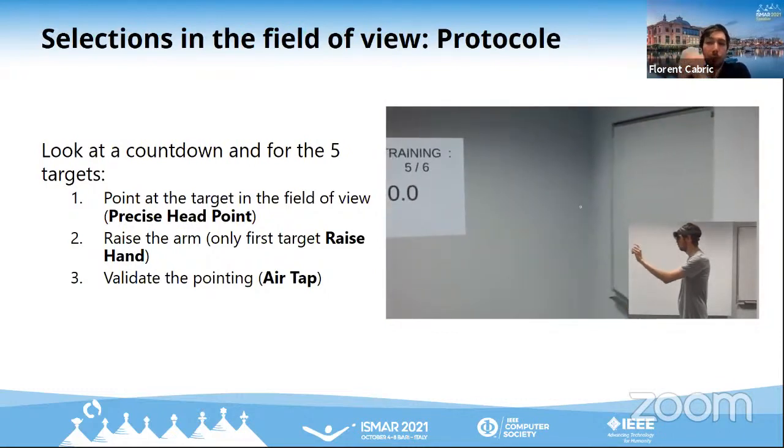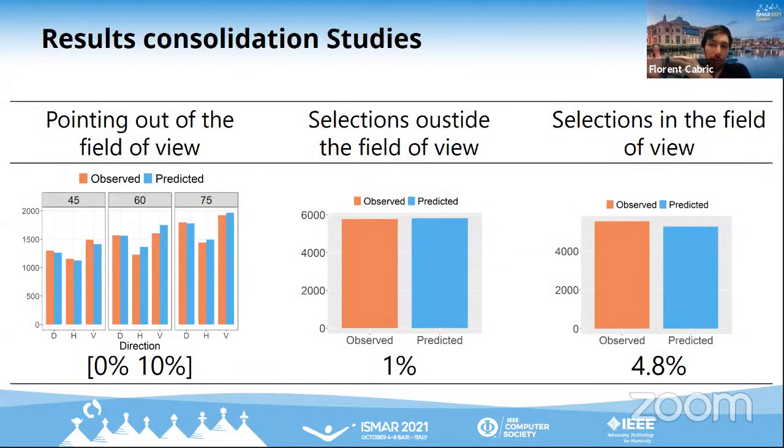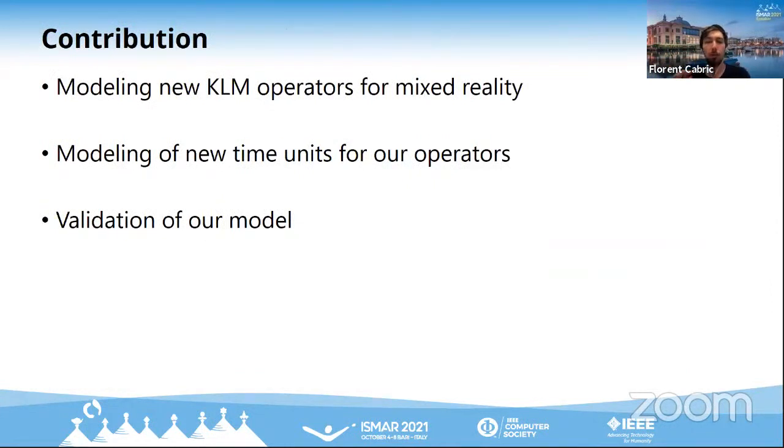For this task, the difference is 4.8%. So the 3 tasks validate our model. To sum up all of the contribution of this work, we propose a new extension of KLM for mixed reality. First, we design new operators. Second, we associate unit time for these operators, and then we validate our model with 3 user studies, 3 validation studies.